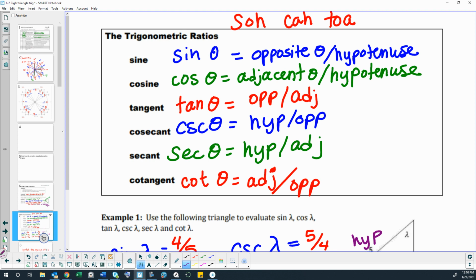So here we get to our trigonometric ratios. You've probably heard the phrase SOHCAHTOA before. I'm going to give you a couple of ways to remember SOHCAHTOA. They're both kind of silly. I'm going to tell the story first, and then I'll just give you a mnemonic device.